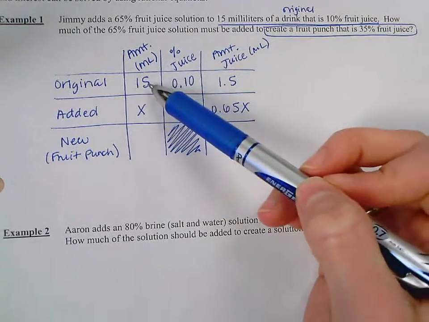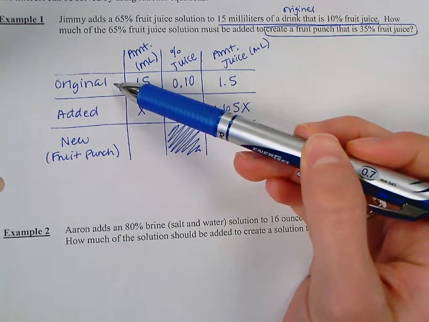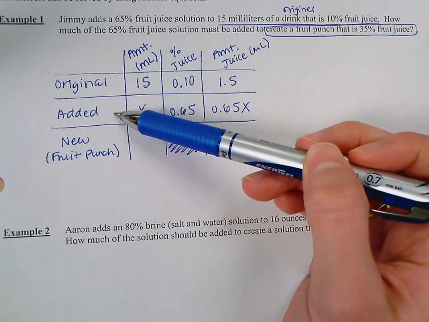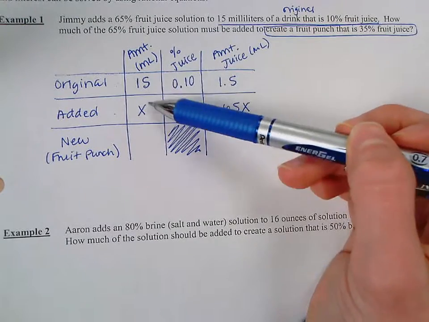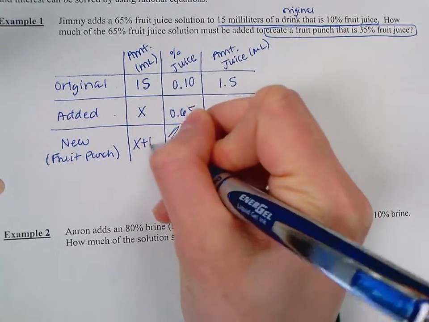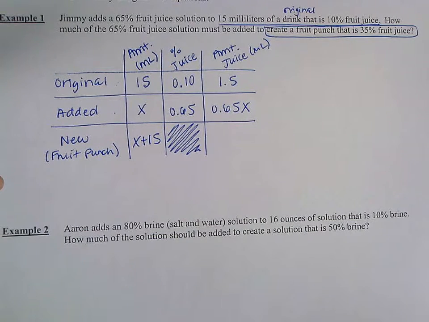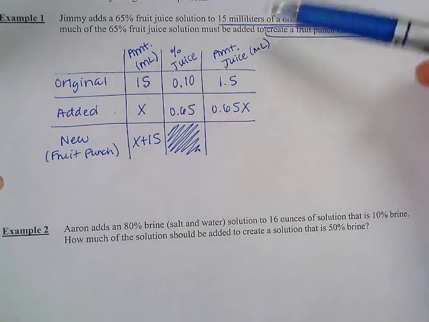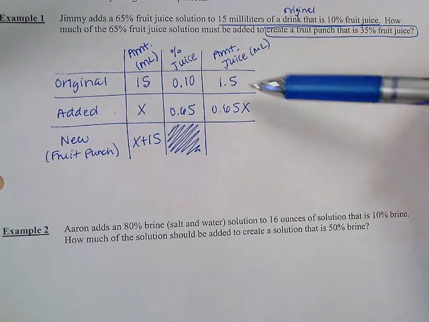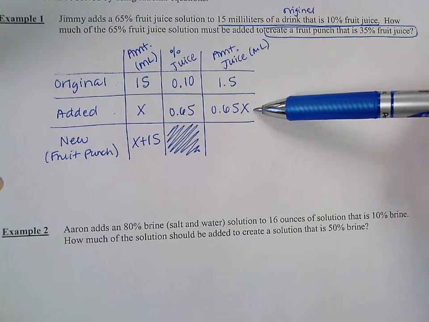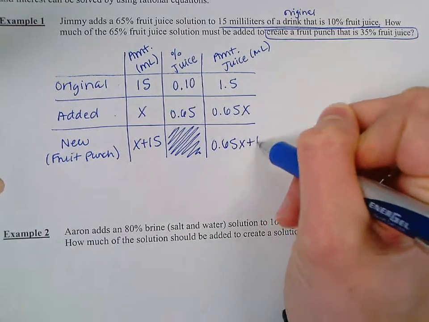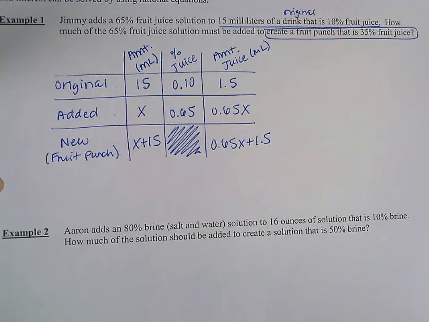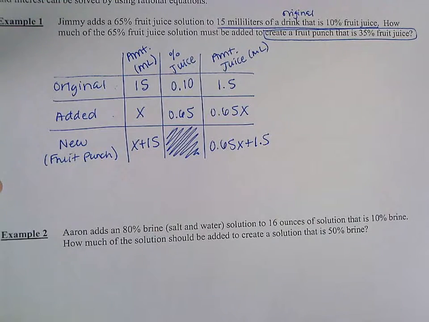So think about this. If I am combining what I had originally and then I'm adding something to it, these are being added together. So if I had 15 milliliters and I'm adding X more, then I have X plus 15 milliliters of my fruit punch, of my new juice. And same thing over here, if I have 1.5 milliliters of juice and I'm adding 0.65X to it, then I have 0.65X plus 1.5 milliliters of juice out of the X plus 15.